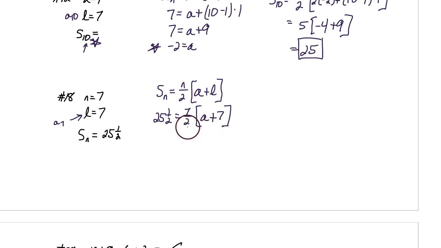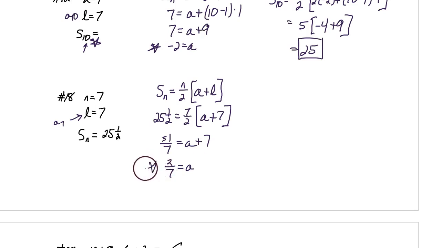You can divide by 7 halves on both sides to remove the 7 halves. So 25.5 divided by 3.5 makes 51 over 7. And that's equal to A plus 7. Now subtract 7 from both sides to get A alone. That makes 2/7 is equal to A.